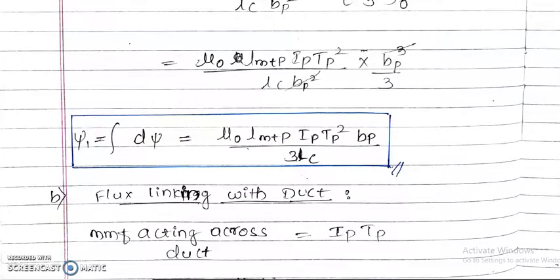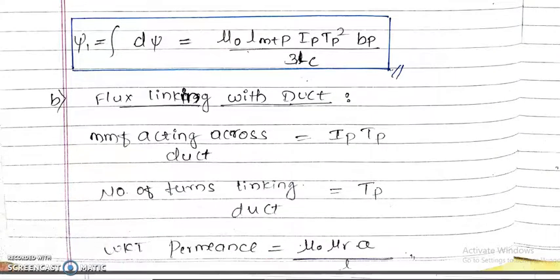Next is the flux linkage with the duct. How much flux linkage is present in the duct? Half of the primary flux. First you calculate, after that we divide. At last we divide it by 2. If you divide by 2, it will give the flux linking with the duct.